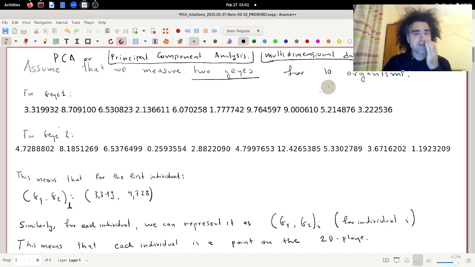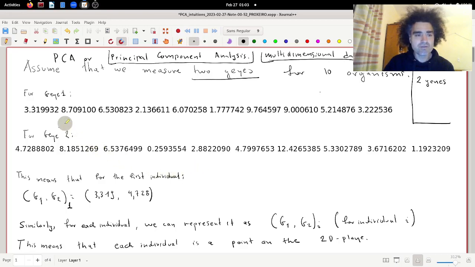So okay, let's make things a bit simpler now and assume the following problem. Assume that we have 10 organisms, so 10 individuals, and each individual is represented by two genes. Now, for example, for gene 1, we have these 10 measurements, 3.3, 8.7, 6.5, and so on. For the last individual, 3.2. And for gene 2, we have the measurements 4.7, 8.1, 6.5, and so on. And the last one, 1.1.